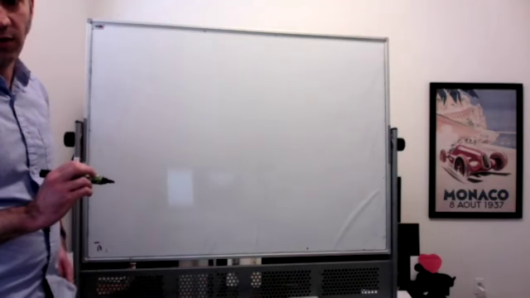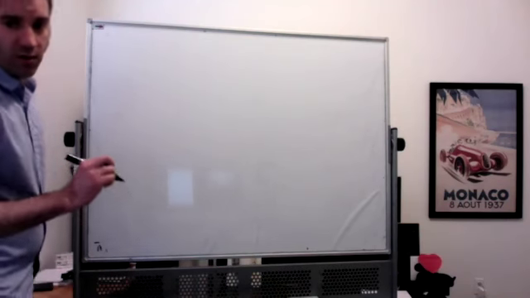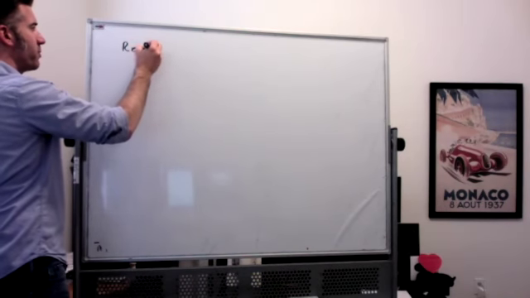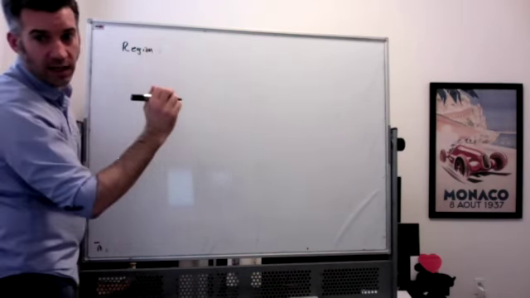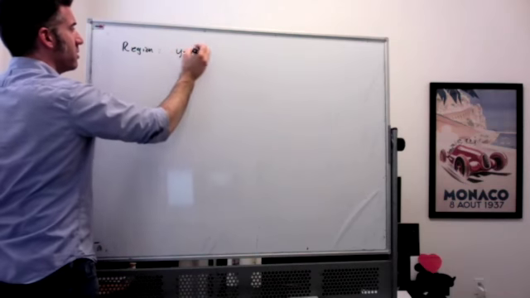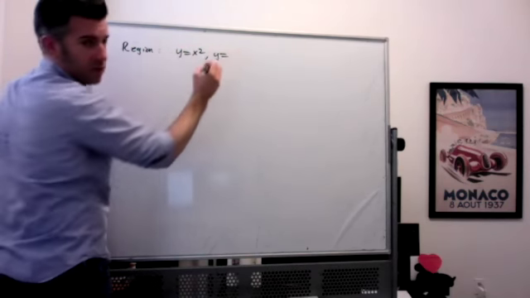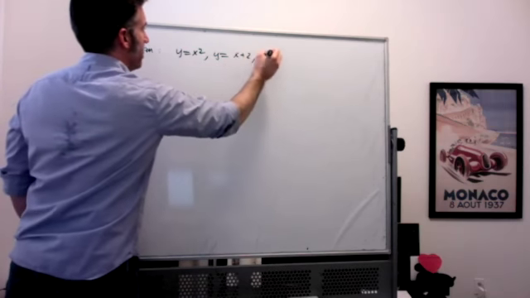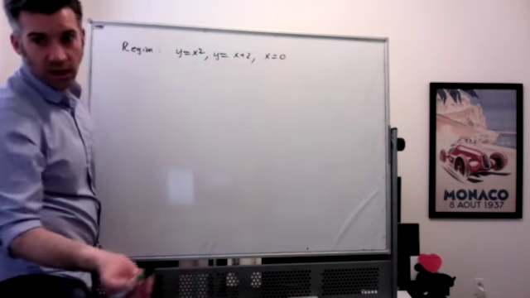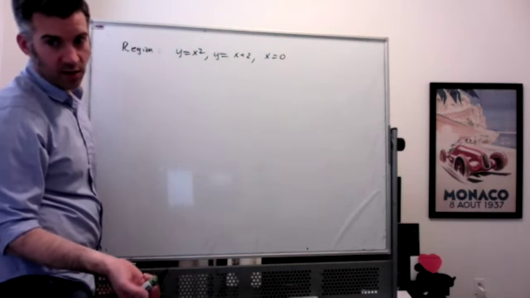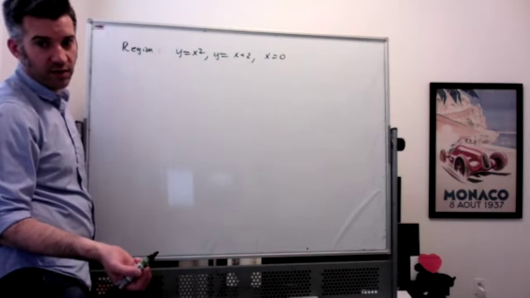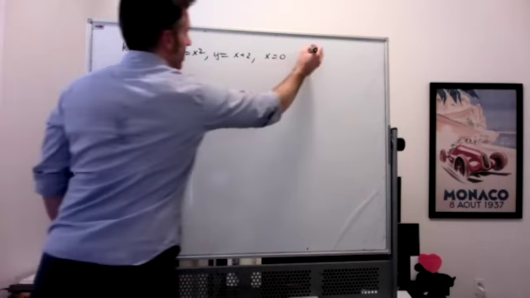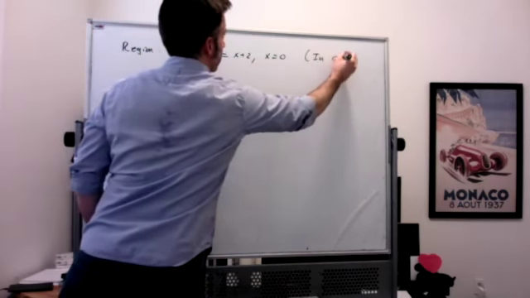Okay, so let's look at this one. Set up the integral for the volume of the solid formed when the region bounded by y equal to x squared, y equal to x plus 2, and x equal to 0 is revolved around each axis. We'll do the x-axis first. I should say in quadrant 1.